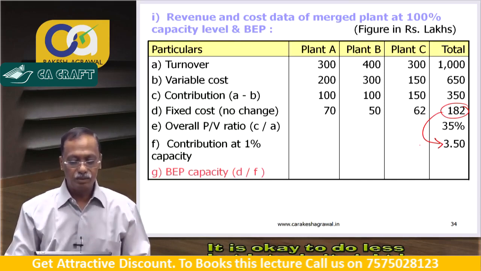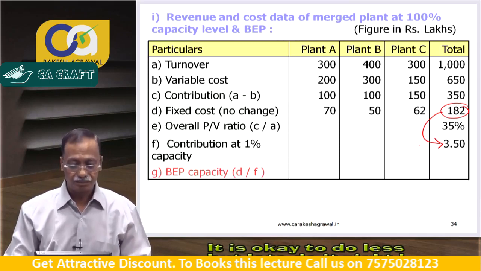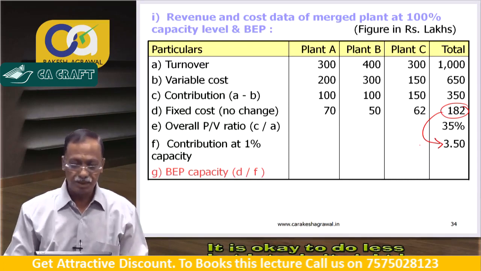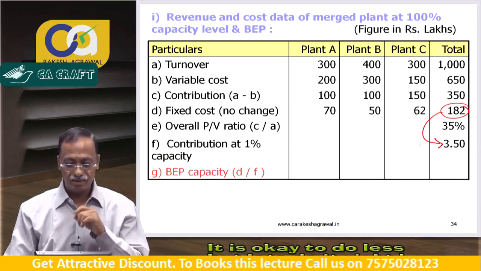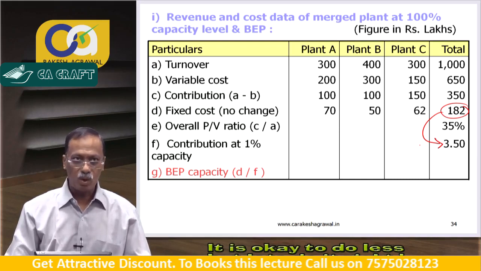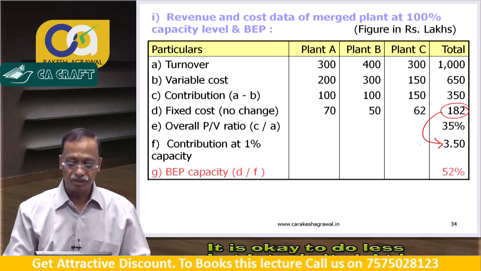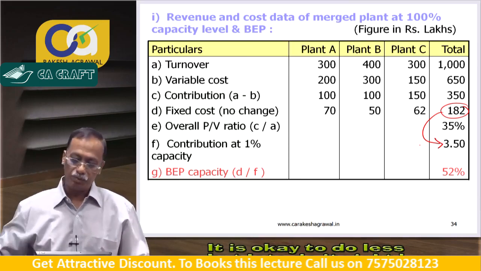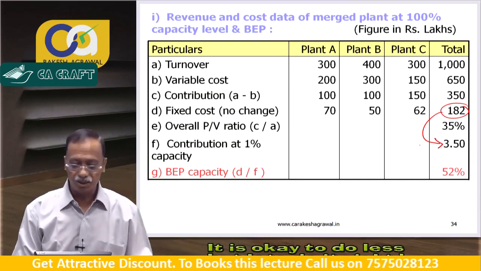So point number G, BP capacity. BP capacity is D divided by F. 180 divided by 3.5. Oh, sorry, 182 divided by 3.5. So you'll get 52%. So you can achieve BP at 52% capacity of the merged plant.